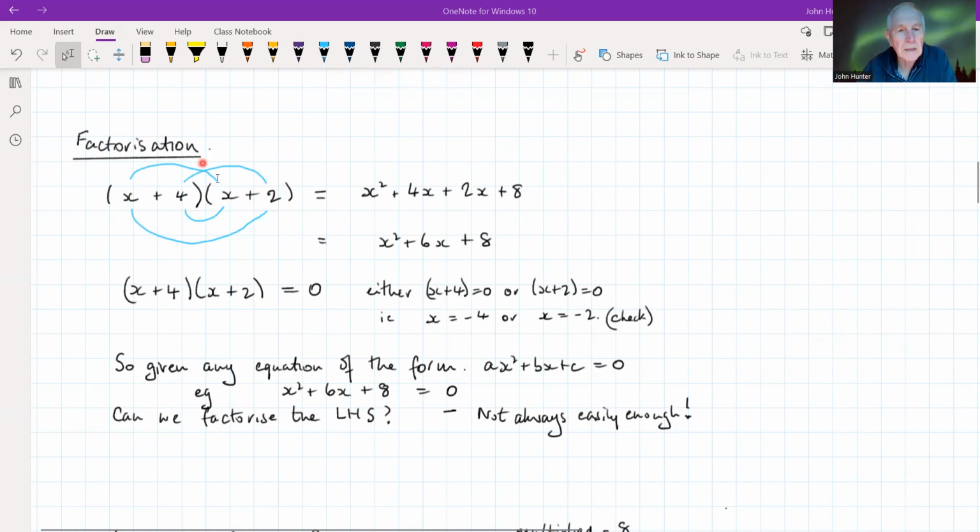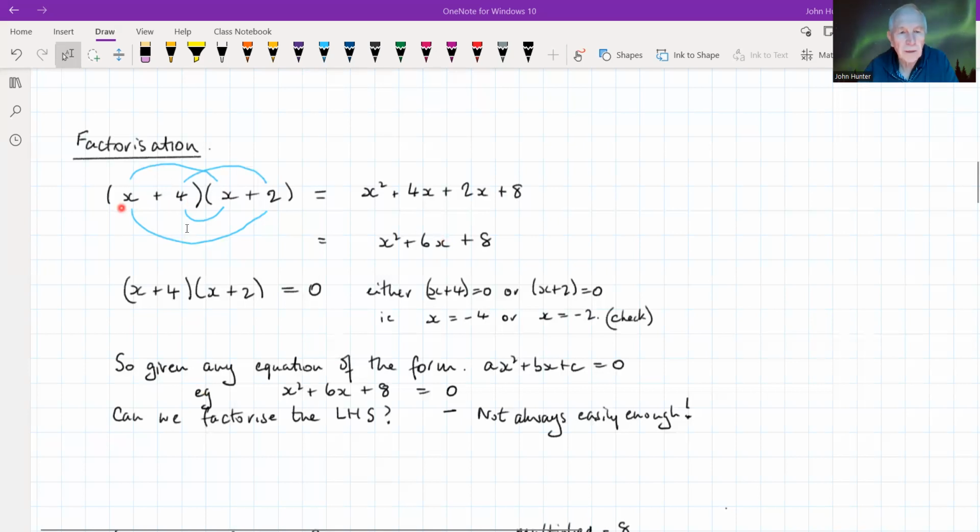if we do that, x times x gives x squared, then we've got 4x, we've got 2x here, and the other eyebrow is 4 times 2 equals 8. If we collect our like terms together, 4x plus 2x gives us 6x. So that is what we've got. If we started with this and wanted to factorize it, we'd end up with this.